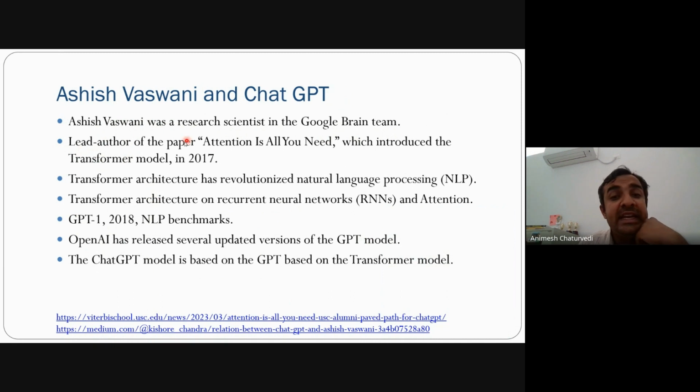So he was a lead author of Attention is All You Need. Attention is All You Need is the title of the paper which introduced the transformer model in 2017. This transformer architecture revolutionized natural language processing. The transformer architecture is an advanced version of the recurrent neural network and attention neural network.